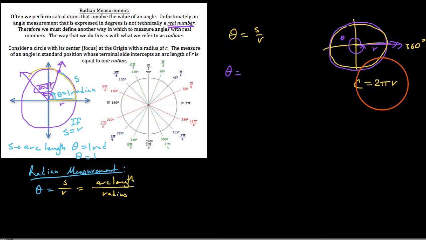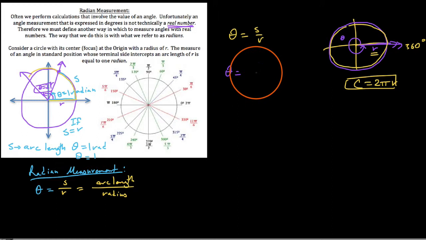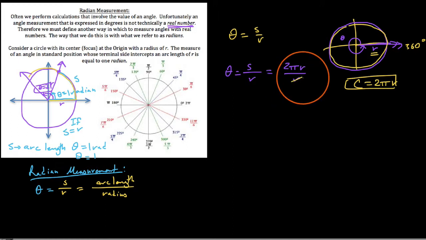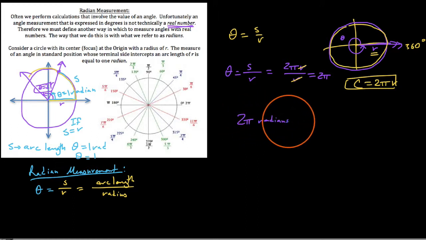And so we say that since the circumference, the arc length, is 2 pi r, and the radius length is just r, we're going to say that s over r in this case is equal to 2 pi r over r. And what happens is these r's cancel out and we get left with 2 pi. So one of the most important things we can acknowledge is this: there are 2 pi radians in 360 degrees. You guys, they mean the same thing. So to rotate 2 pi radians is to rotate 360 degrees.